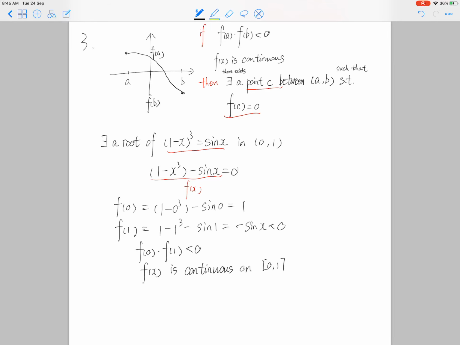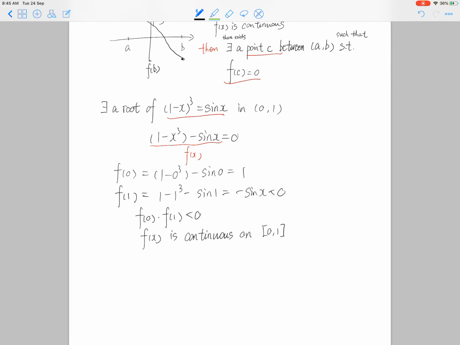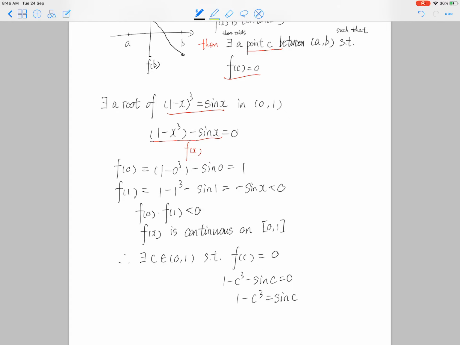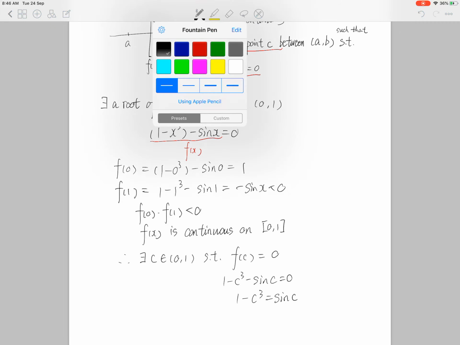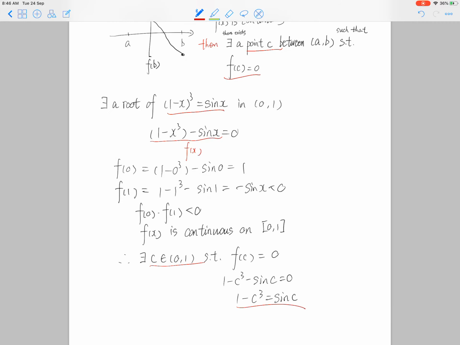So there exists some c between 0 and 1 such that f(c) is 0. What is f(c) equals 0? It's 1 minus c cubed minus sine c equals 0, which is 1 minus c cubed equals sine c. And this c is between 0 and 1. So you have proven this function has a root between 0 and 1.